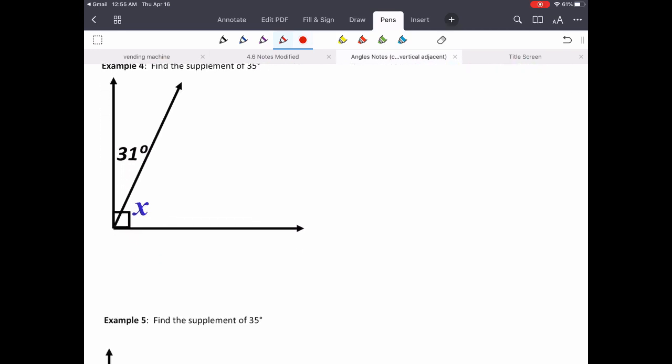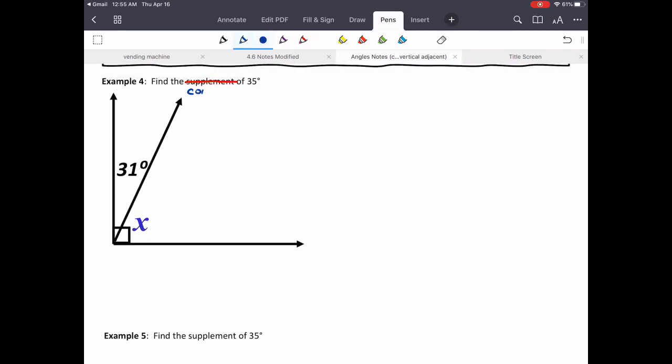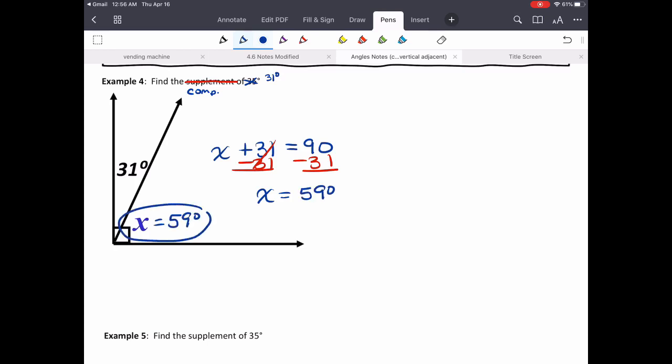All right, so the first example here: find the complement of 31 degrees. So we do x plus 31 and make that equal to 90. We're going to solve that equation by taking 31 away from both sides of the equation. You get x equals 59 degrees. And just like I was saying before, don't get out your protractors on these. Base this on the information that we have. We have that angle is 31, and we know that they're complementary.